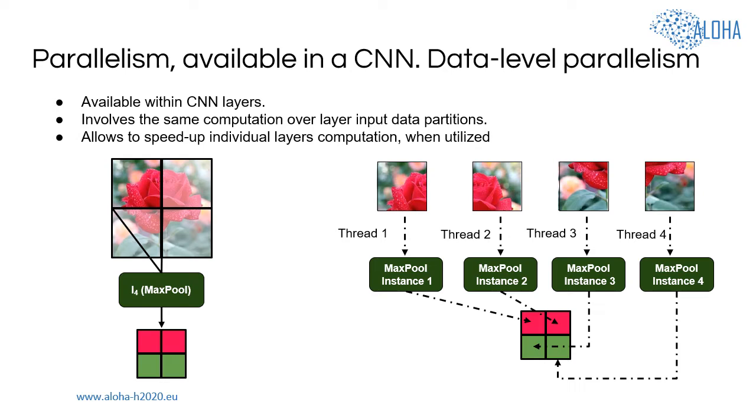On this slide, you can see an example where a max pooling CNN layer processes its input data in 4 parts. If an embedded MPSoC has enough resources, all 4 data parts can be processed in parallel. Parallel execution of data parts allows to speed up individual CNN layers computation and achieve high CNN throughput.